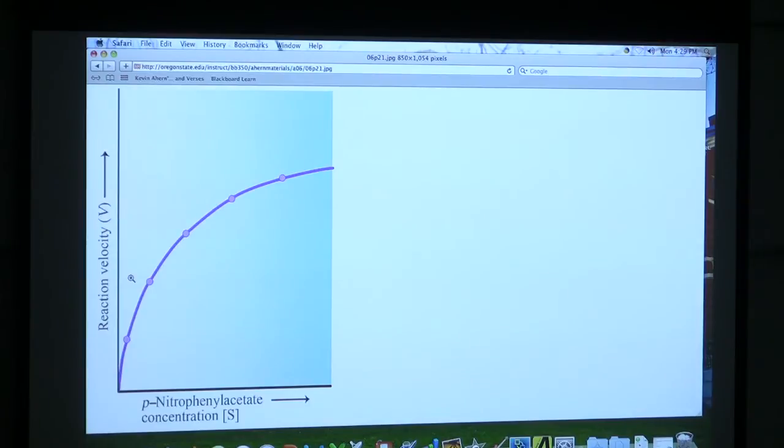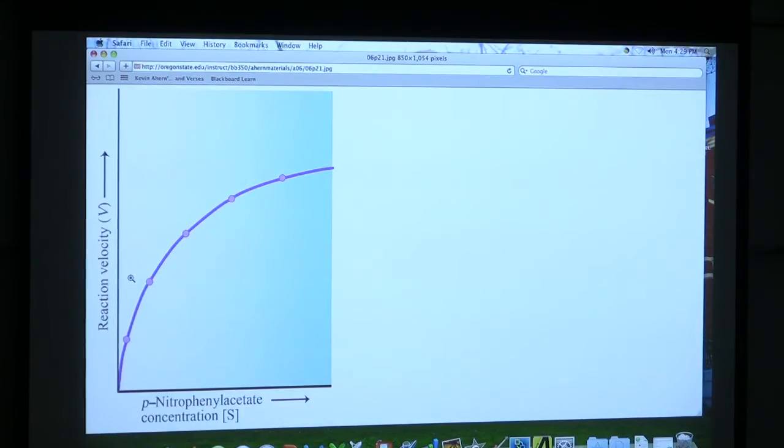So if I take the maximum velocity and divide it by the concentration of enzyme that was used in that experiment, I get something called kcat. K with a subscript CAT. That stands for catalysis. More commonly, we call that number the turnover number. And you'll see why in a second. The turnover number.